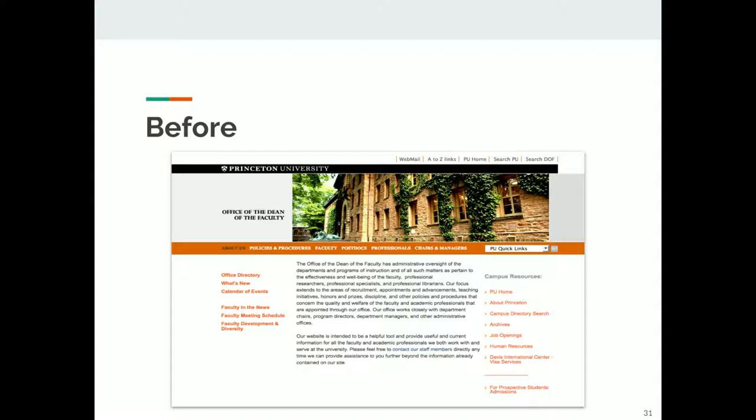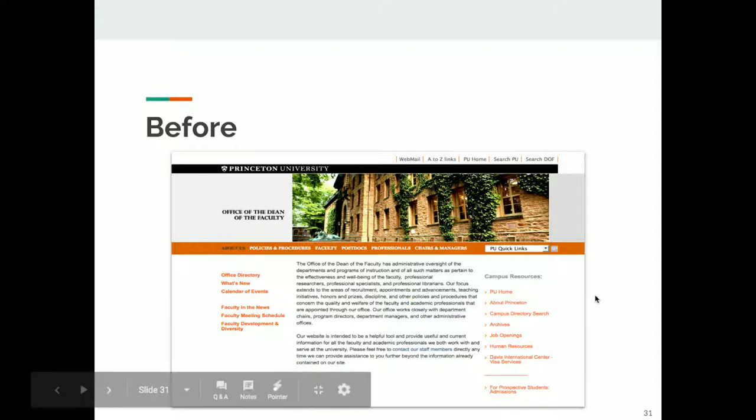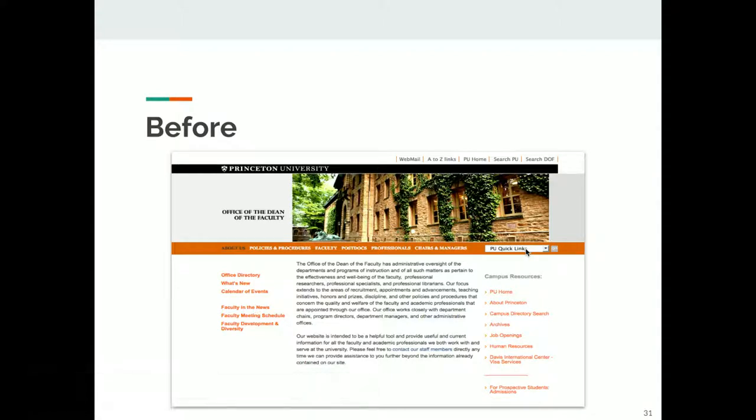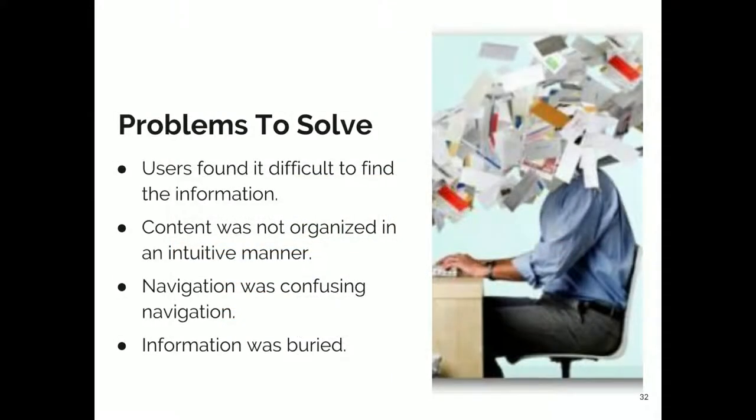So this was our starting point. As you can see, the design was extremely outdated. The content was very poorly organized. And users just got really frustrated trying to find their way around the website. So frustrated, in fact, that at some point they set up this quick links feature, which basically means users can't find what they're looking for, so let's plop it in here so they can find what they're looking for.